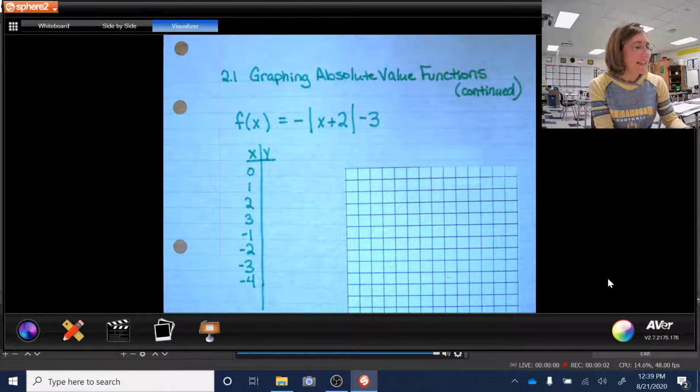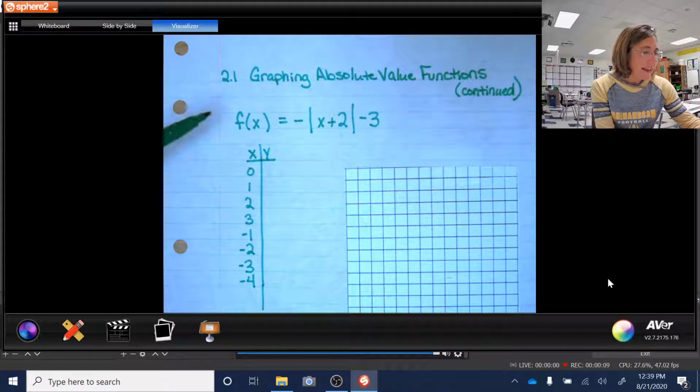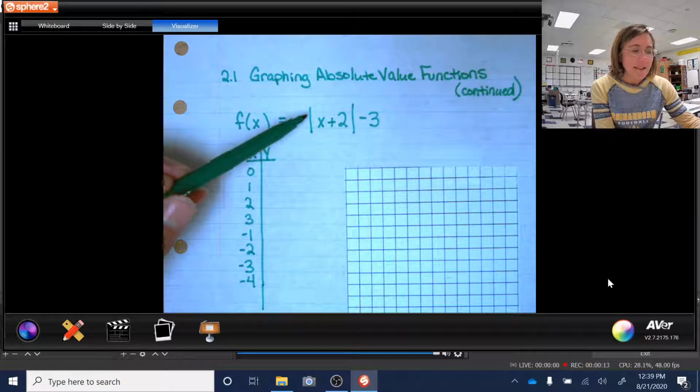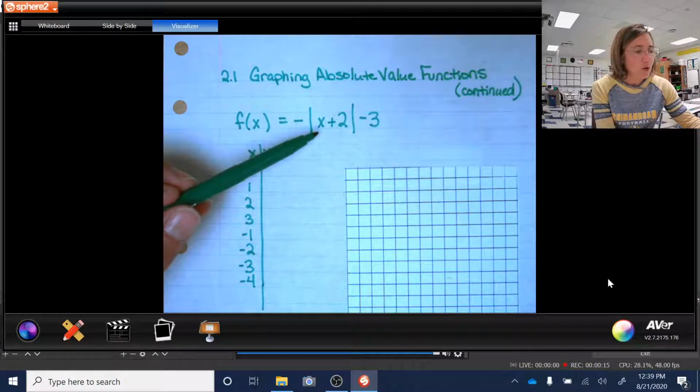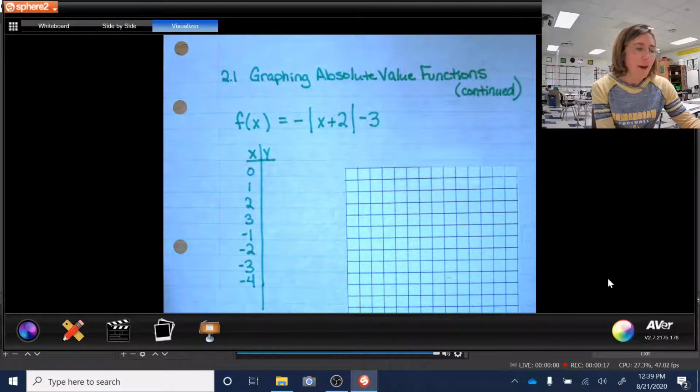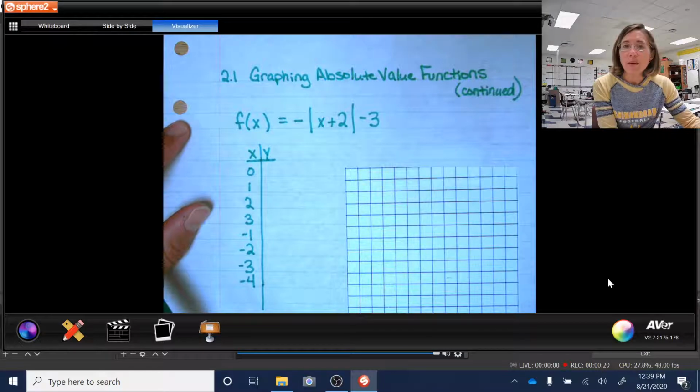Good morning. I want to continue talking about graphing absolute value functions today. We began talking about this yesterday. And today I want to look at the equation f of x equals negative times the absolute value of x plus 2 minus 3. So that's the graph that we're going to do. Only I want to show you another way of dealing with this.